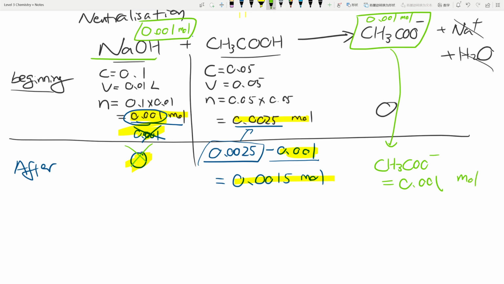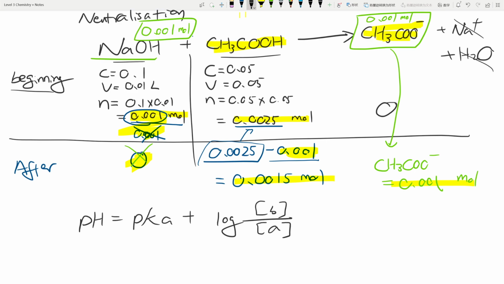And now you can see we have some species in our hands. One is the CH3COOH, which is a weak acid. One is the CH3COO minus, which is a conjugate base. We know this mole amount, we know this mole amount. And how do we calculate the pH of a buffer solution again? It's pH equals pKa plus log the concentration of the base divided by the concentration of the acid.